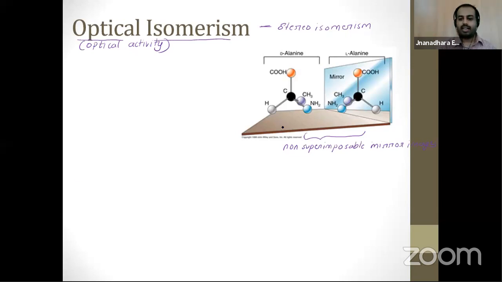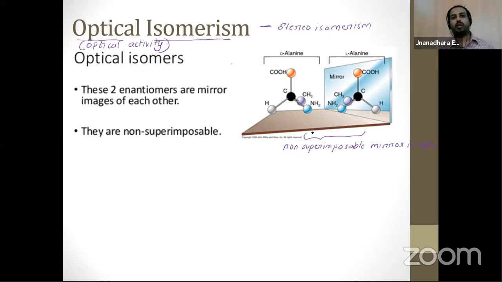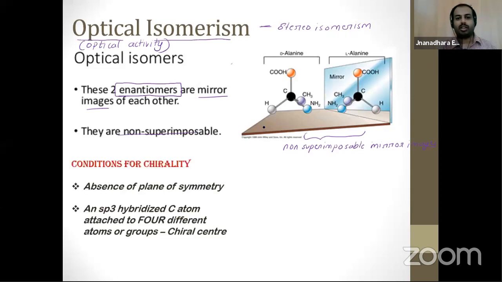And let's see, what do we call these non-superimposable mirror images? Such a pair of non-superimposable mirror images are called enantiomers. They are mirror images and they are non-superimposable. Now, why are these two non-superimposable? Because of this phenomenon called chirality.